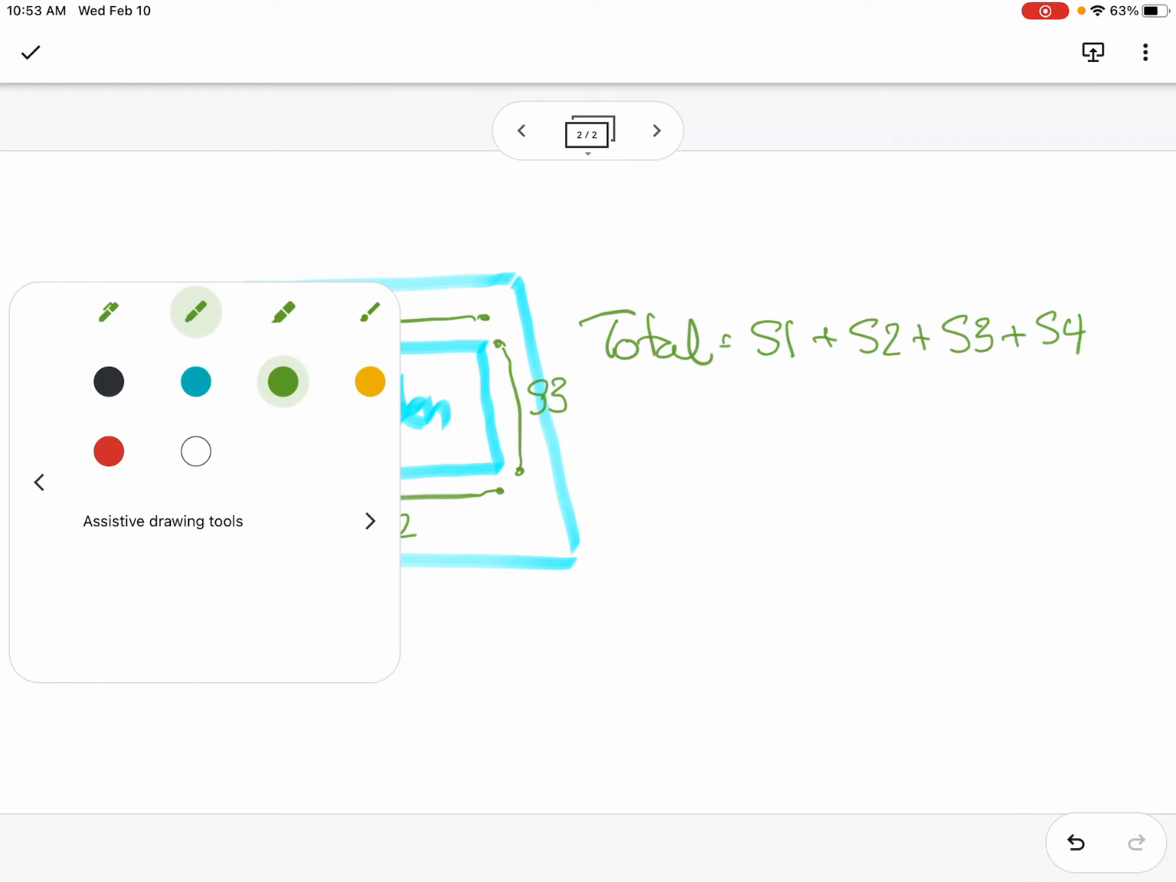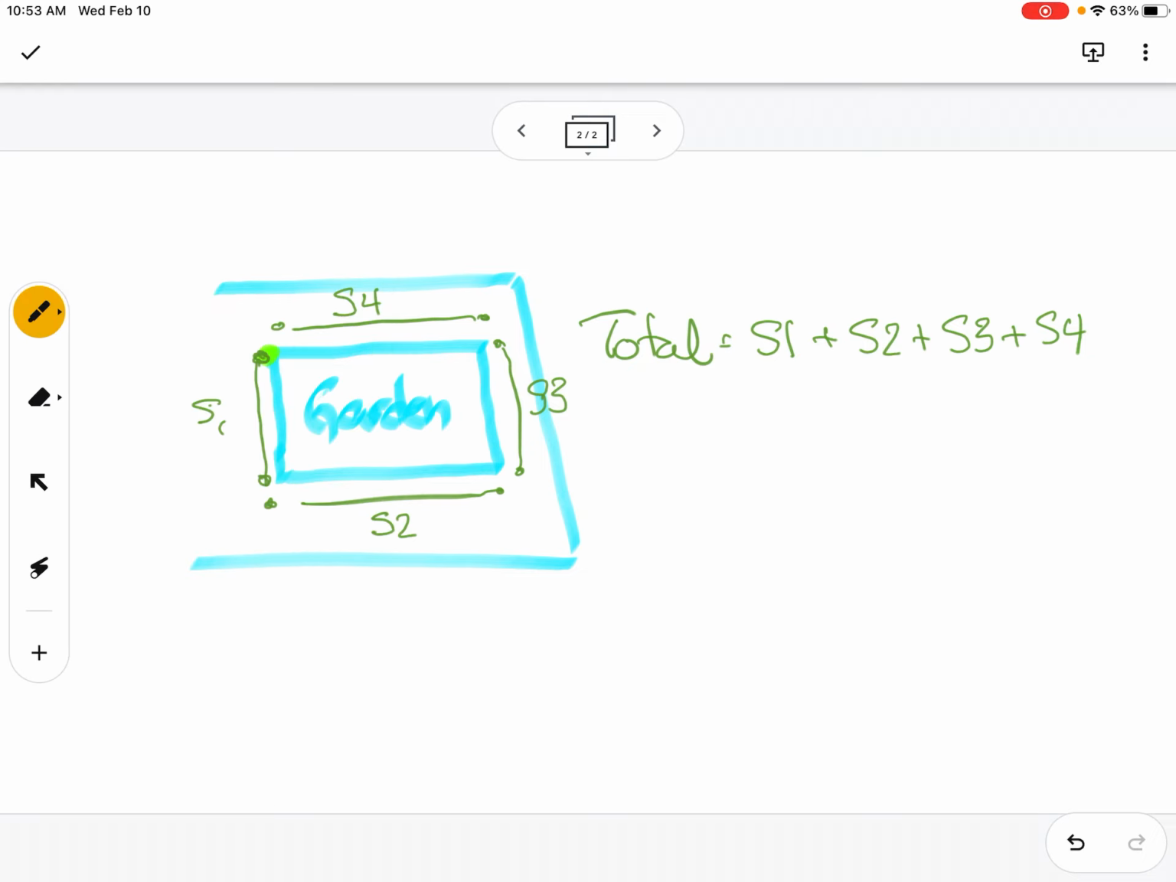So just to give an example, if the length of side 1 was 4 meters and the length of side 2 was 6 meters, and let's imagine this is a rectangle, so side 3 is going to be the same as side 1, 4 meters, and side 4 is going to be the same as side 2, 6 meters. Then the total amount of fence that I need to get from the hardware store is going to be the 4 meters from side 1 plus the 6 meters from side 2 plus the 4 meters from side 3 plus the 6 meters from side 4.